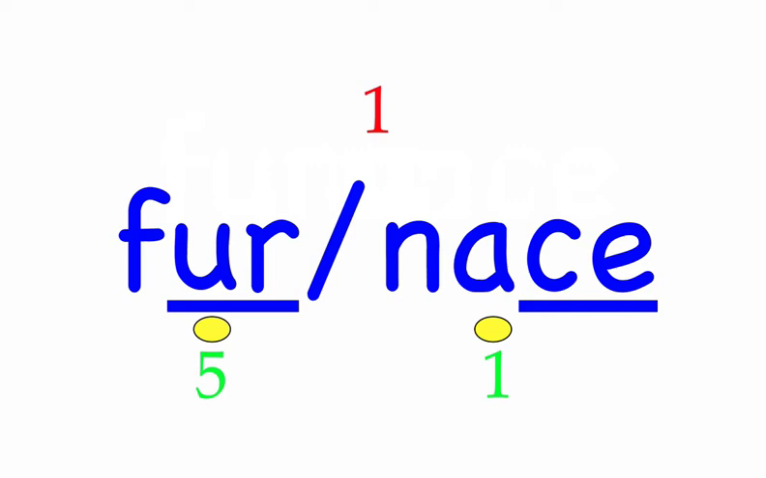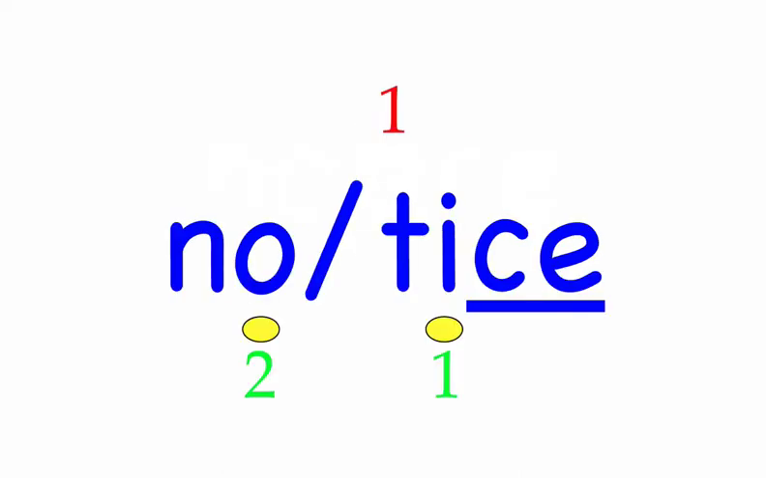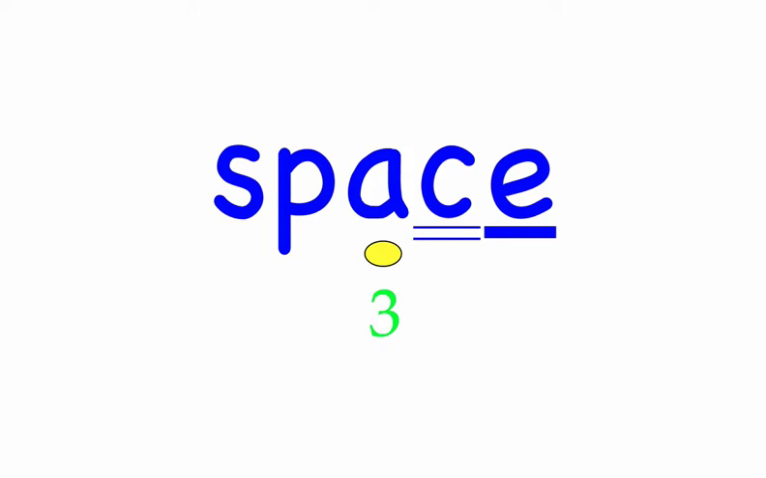Notice. I am giving notice today at work. No has two sounds: N, O. Tis, three sounds: T, I, S. Mark the word. Space. There is no end to space. Space, four sounds: S, P, A, S. Mark the word.